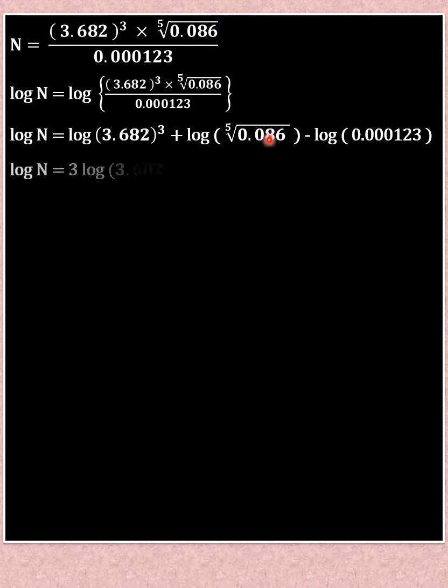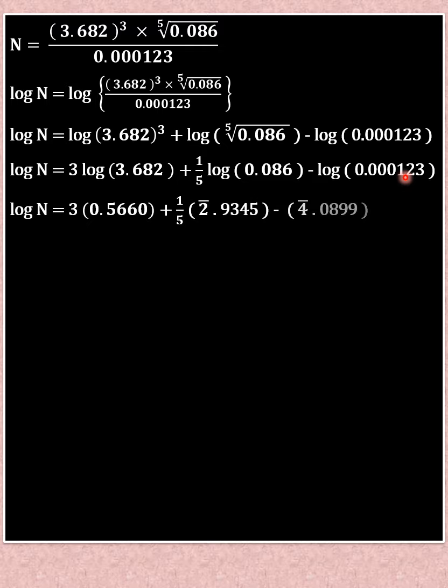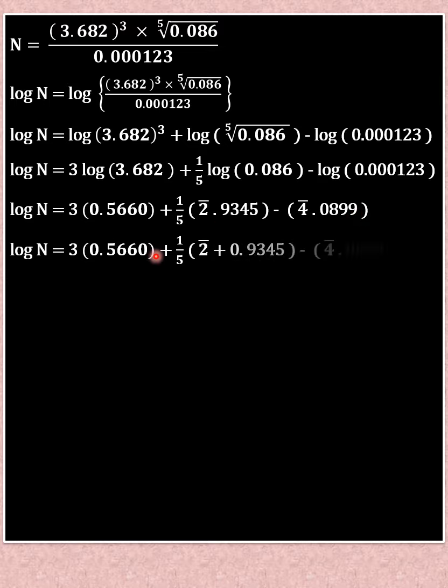Okay, the next step. Apply the rules. So 3 gets multiplied and log of 3.682 comes here. Then the root 5 can be written as 1 by 5. So here it becomes 1 by 5 log of this one, and again log of the same value. Now take the log of all the terms. I am not going to explain again what the characteristic is and what the mantissa is. So log of this number is this one, log of this number is this one, log of this number is this one. Finally again the same.